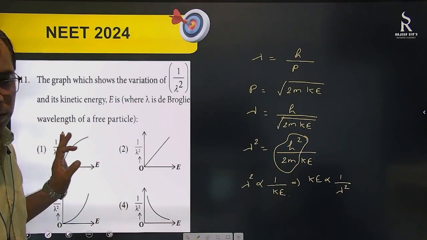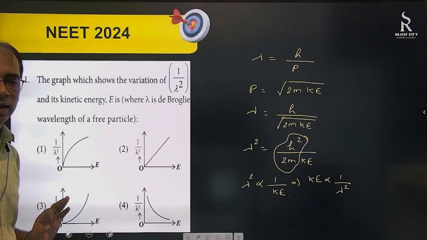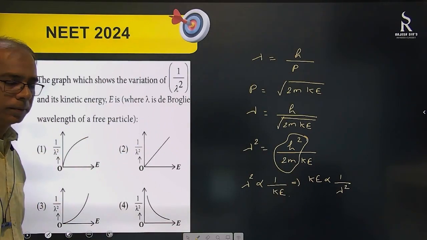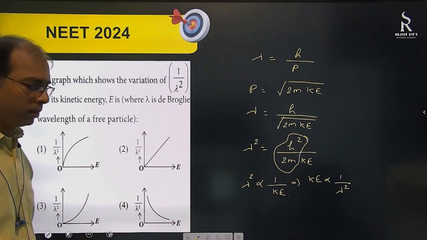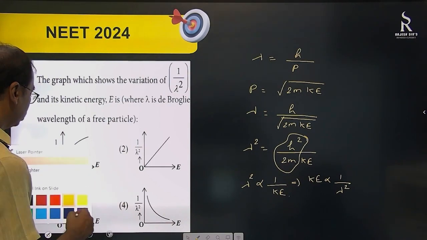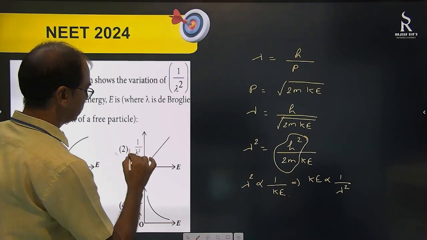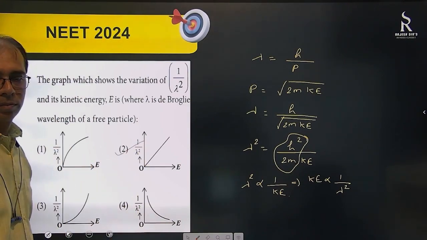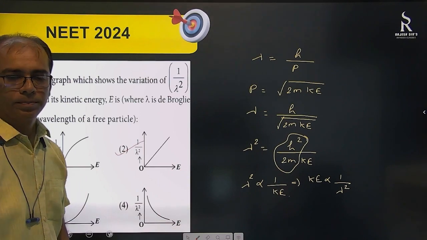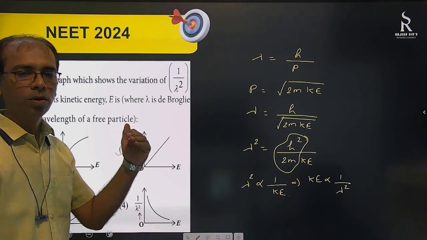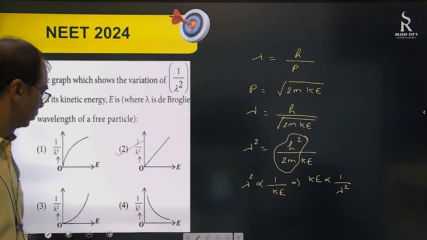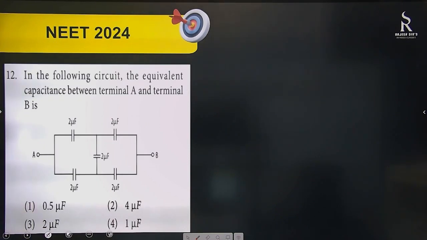So this is a graph between 1 by lambda square and kinetic energy only. So there is a direct proportionality. Direct proportionality means only option 2. So our answer is this. A conceptual question, where you have to think a little bit. So moderate to tough. Let's go to the next.